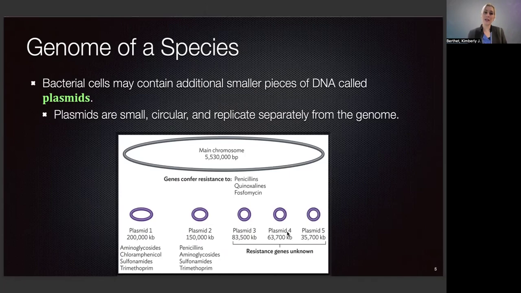So it's not only inherited from parent to child in vertical transmission or parent to offspring. When we go from one cell to two cells in binary fission, we're actually looking at transferring these plasmids from cell to cell. So we get this genetic variation with these plasmids.